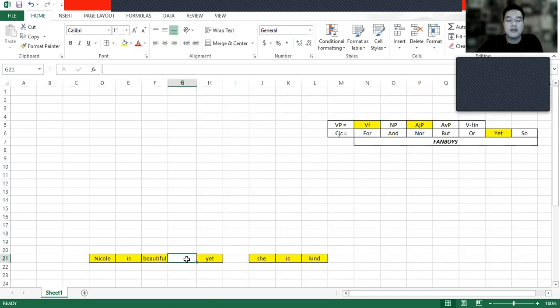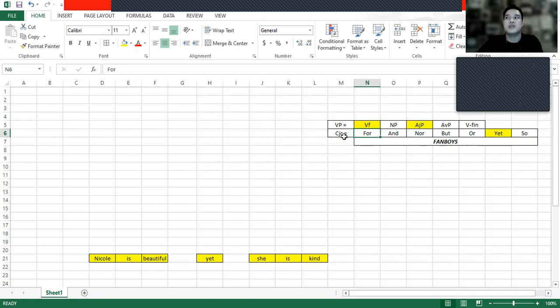Well, a compound sentence is a sentence that has two or more independent clauses connected by coordinate conjunctions, conjunctive adverbs, or by semicolons. So in here we have a few examples of coordinate conjunctions, such as for, and, nor, but, or, yet, and so. And these coordinate conjunctions could be abbreviated into FANBOYS.